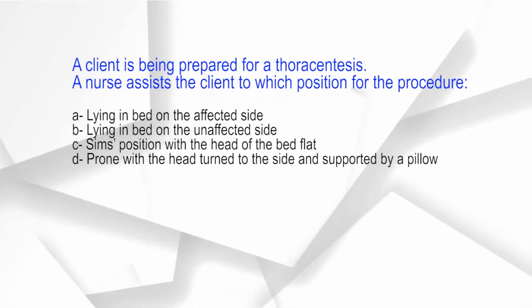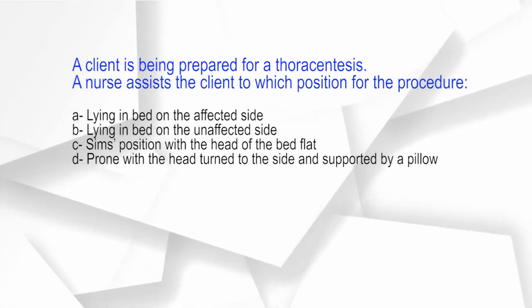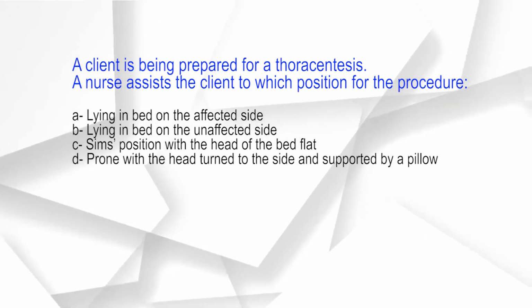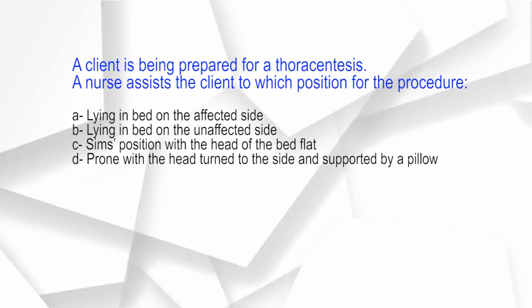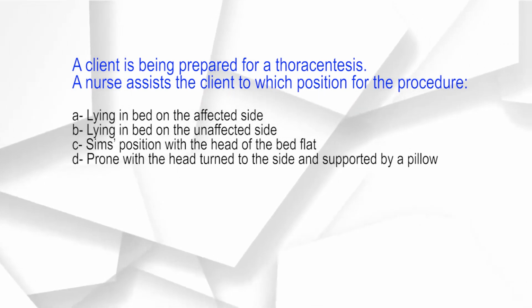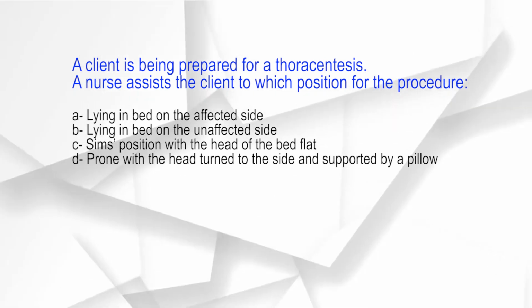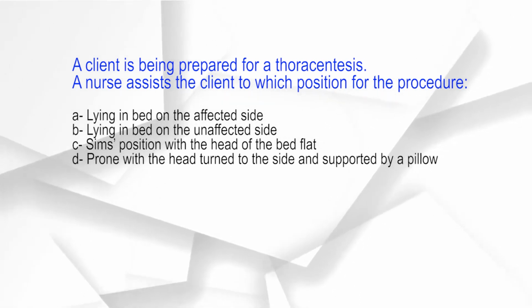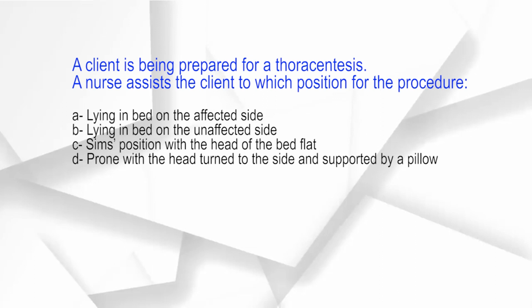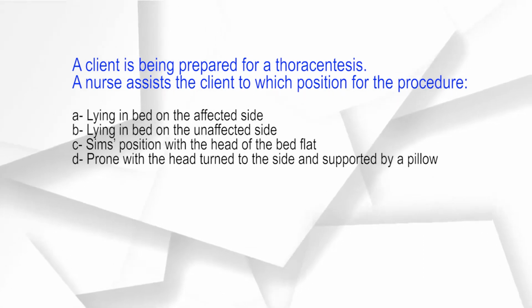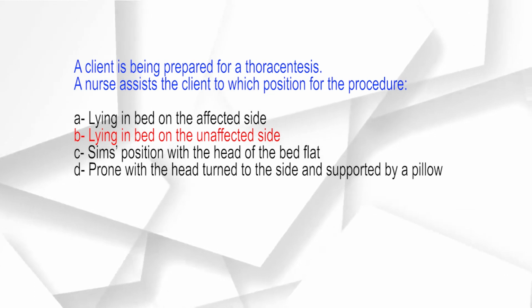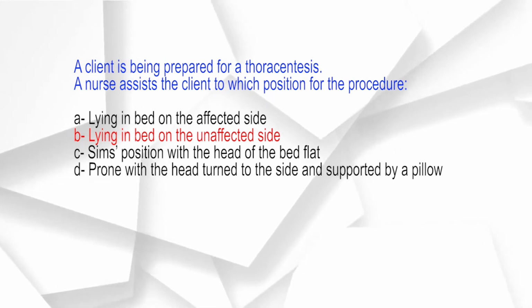Guys, here is the next question. A client is being prepared for a thoracentesis. A nurse assists the client to which position for the procedure? Answer: the options are A lying in bed on the affected side, B lying in bed on the unaffected side, C Sims position with the head of the bed flat, D prone with the head turned to the side and supported by a pillow, and the correct answer is option B, lying in bed on the unaffected side.